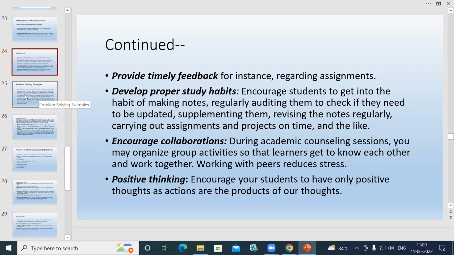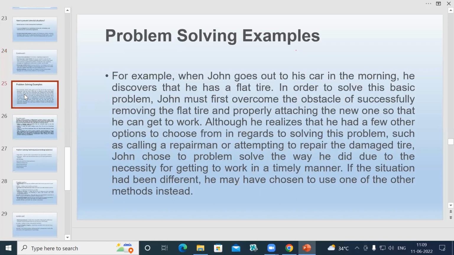You can motivate them, you can create positive thinking among the students. Next slide, please. Now these are some problem solving examples. For example, when John goes out to his car in the morning, he discovers that he has a flat tire. In order to solve this basic problem, John must first overcome the obstacle of successfully removing the flat tire and properly attaching the new one so that he can get to work.